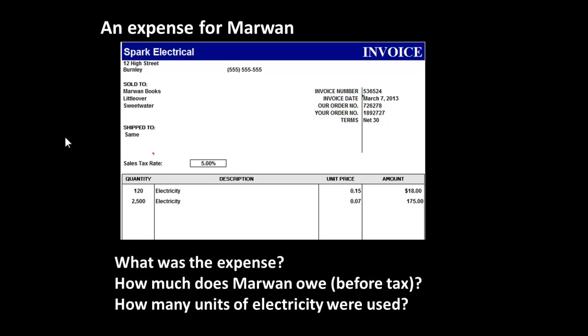How many units of electricity were used? Well, there's 2,500 at one price and 120 at another price, so we would need to add both of those together, 2,620.